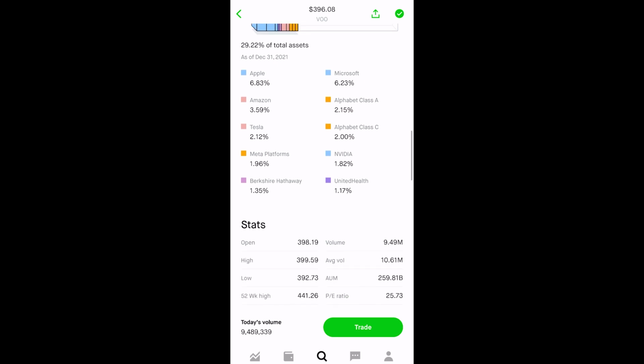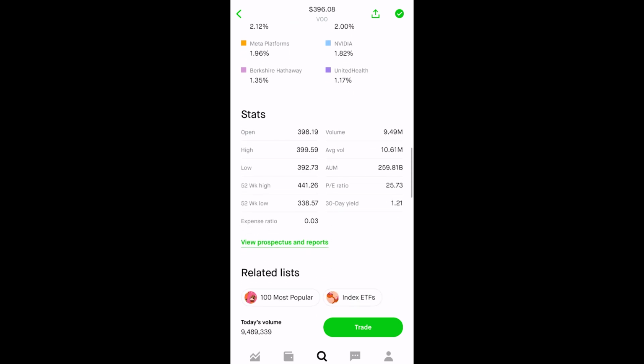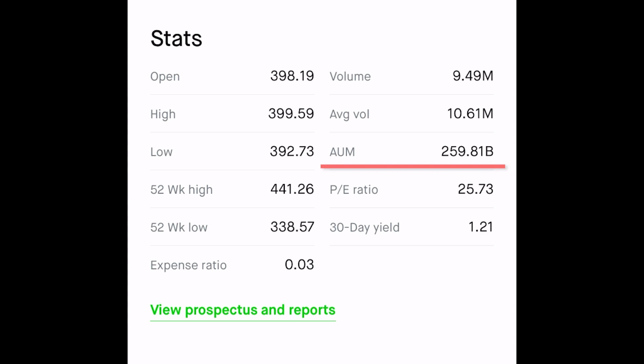Now, if you scroll down here, we're going to look at stats. There are a few things that I'm interested in when I'm looking at an ETF. One of them is going to be the AUM on the right here. This stands for Assets Under Management, and this is really important to me because I want to see how much money is actually in this fund.